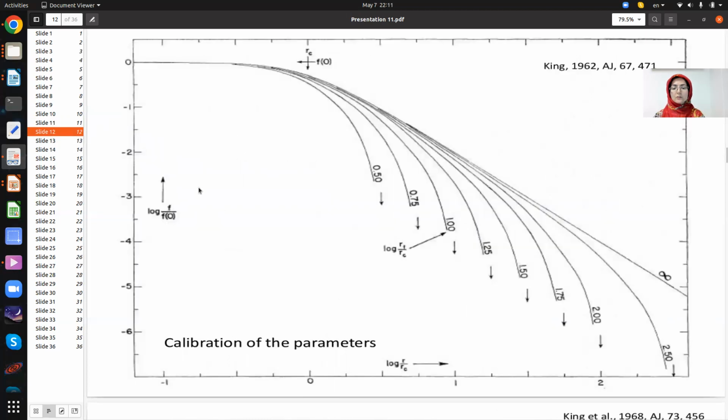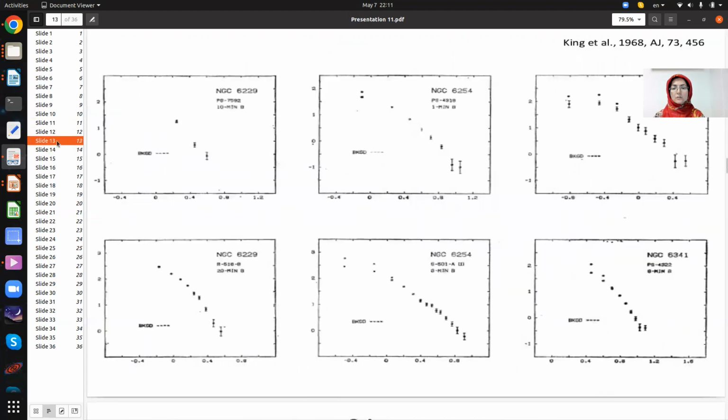You see the calculation of the parameters in the King profile also here. And they are all, you see, 1990 and 1968 values, but they are not much different until now.